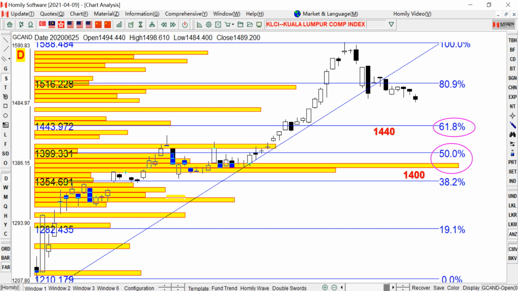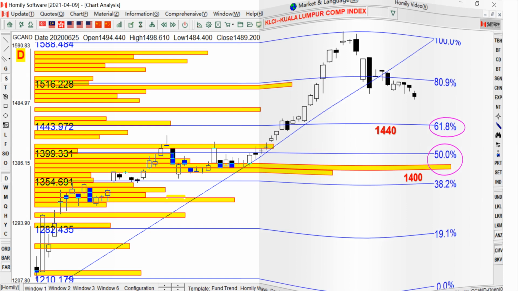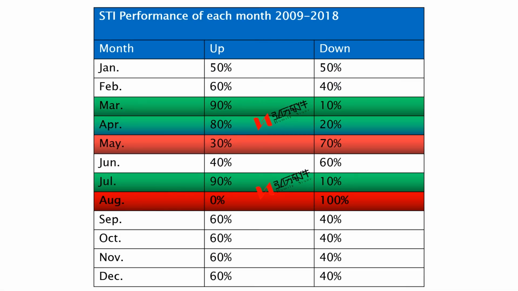So we can also combine the Fibonacci retracement and the chips distribution. We got the levels here: 1,440 and 1,400. Try to monitor these two levels, and if the market drops to these levels, touches and stops dropping further, I think it's a short-term opportunity for traders who want to do the bottom catch. And now let me show you two slides for STI performance in the last 10 years.